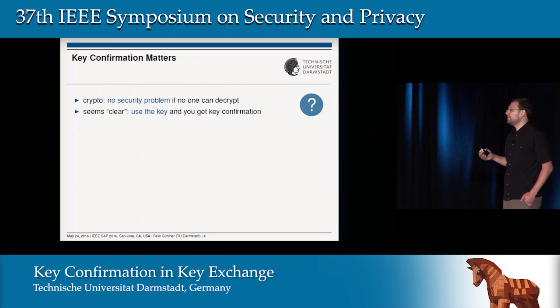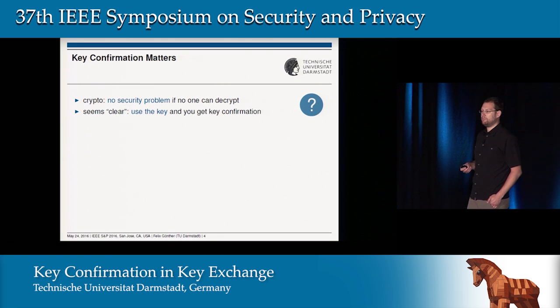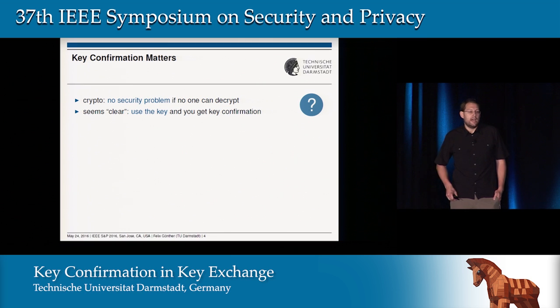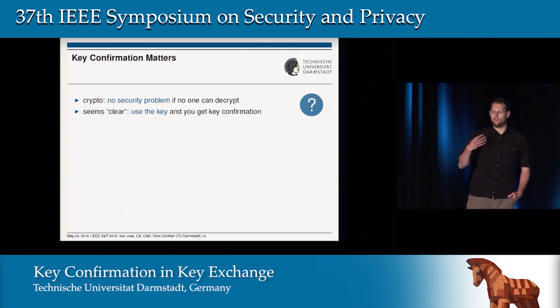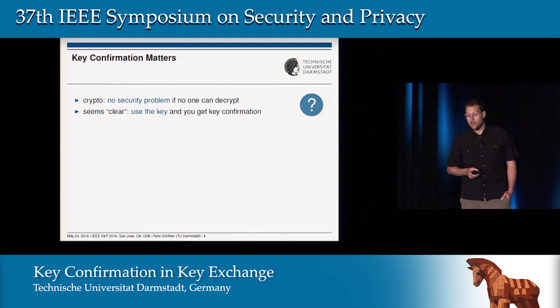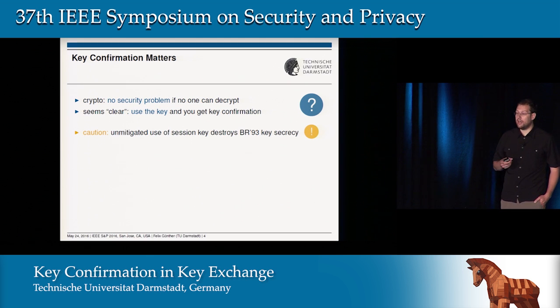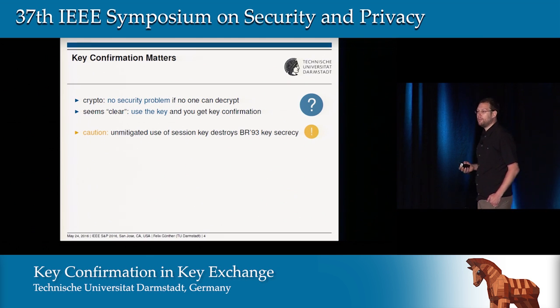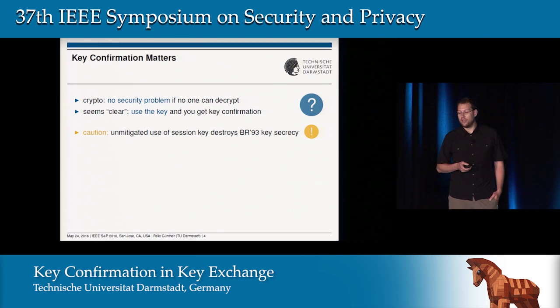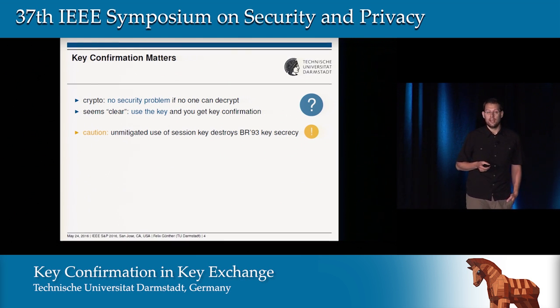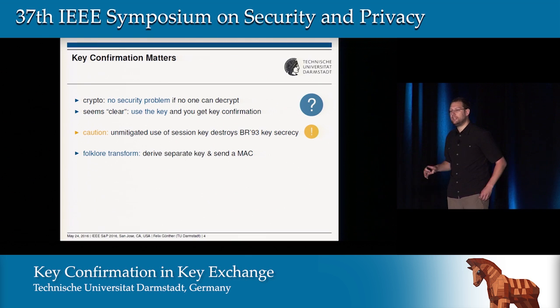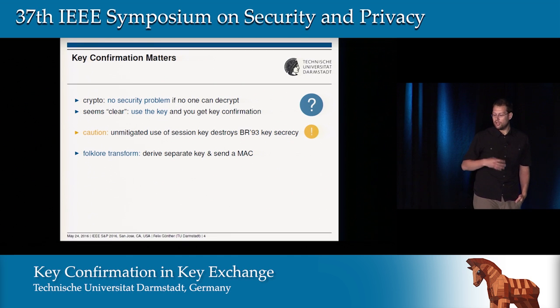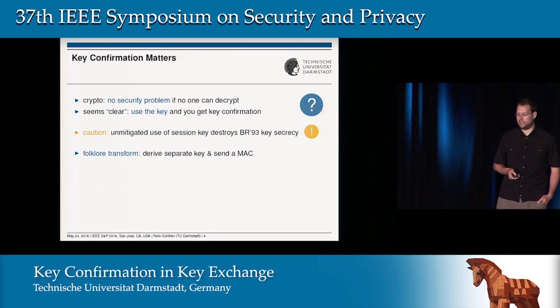You might also think, well, it's somewhat clear when you get key confirmation. You just use the key, you encrypt something, and by that you prove that you hold the key and the other side will know that you have it. However, one needs to be cautious here, because if you do this in a careless way, you might actually lose the main security goal of session key secrecy that you wanted to aim for in your protocol. So cryptographers usually go and say, okay, you just derive some separate key, which is independent, and then you send some message authentication code over a transcript to confirm that you are sharing the same communication.